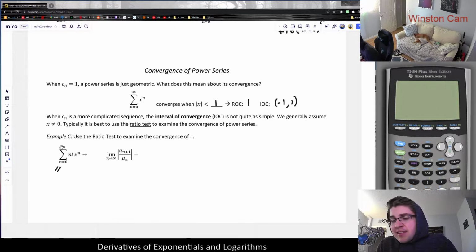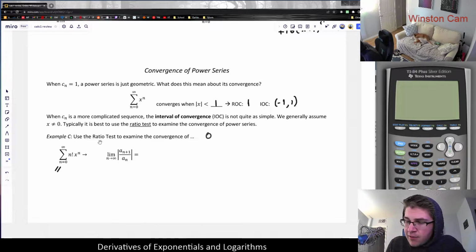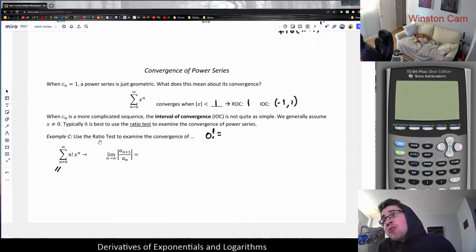And another thing that's important, notice that this power series starts at 0. If we were to plug in 0, we would get 0 factorial x to the 0. And one thing you might wonder is, what is 0 factorial? It might be some value that you've never seen before. You might think it's 0 because you know how 4 factorial means I'm going to start at 4 and multiply all the way down to 1. But if you start with 0, what does that mean?